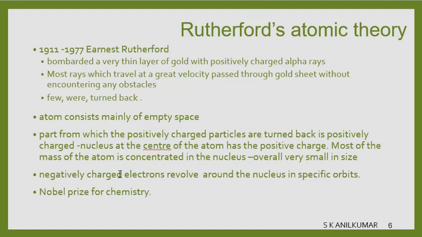Negatively charged particles revolve around the nucleus in specific orbits. Rutherford is the one who found out there is a specific orbit for the negative particles. He got the Nobel Prize for chemistry for this. He did this research from 1911 to 1977.